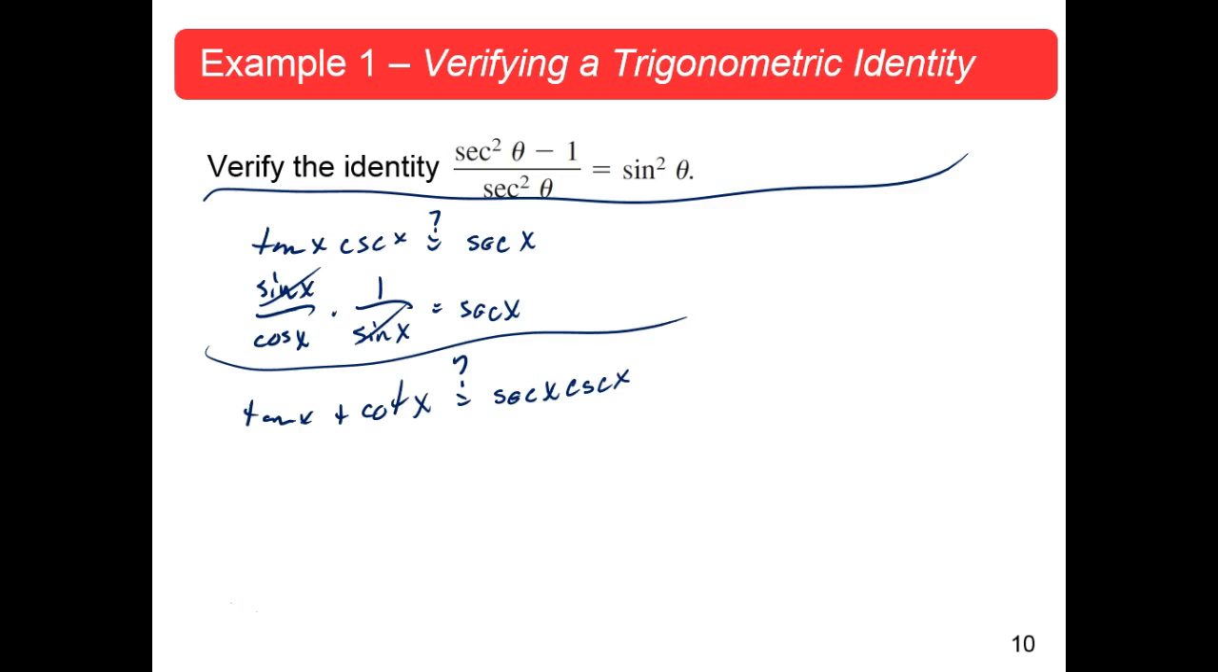So what would you do on the left-hand side? Put it in terms of sine. Yes. Okay. Sine x. What is tan x? Sine over cosine. Over cosine x. Plus, and what's cotangent x? Cosine x over sine x. Okay. What is secant x? 1 over cosine x. And what's cosecant x?